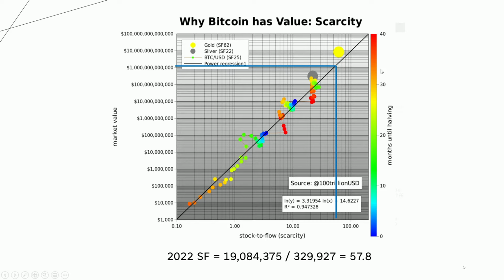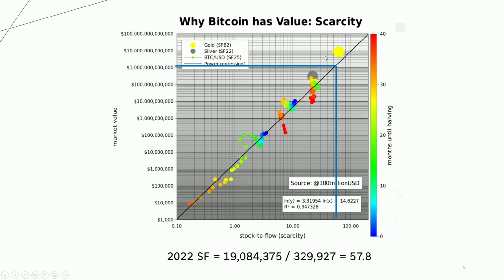Here's a quick chart of different assets based on their stock to flow ratio and their market cap. And we can see that gold is the highest. Next was silver. And then the dots are Bitcoin during its halving cycle. And you can see each time Bitcoin goes through a halving cycle, its stock to flow ratio goes up.